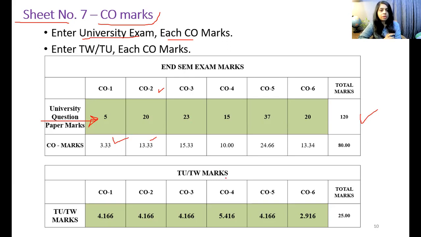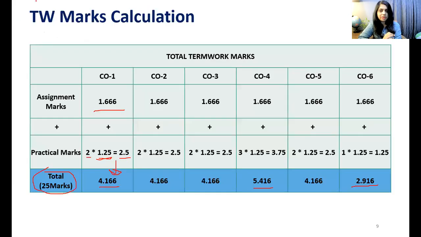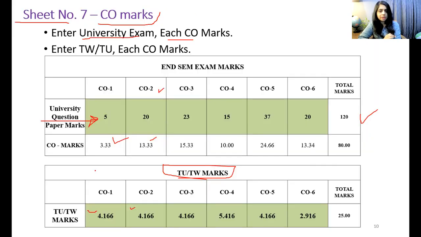Now there is one more table, that is for term work or tutorial marks. You go to that table and enter these values, this row, whatever you got, here in sheet number 7, CO marks. Remember that this addition should be 25. If it is not 25, that indicates that your calculation is wrong. Make sure that the addition of this row is 25.